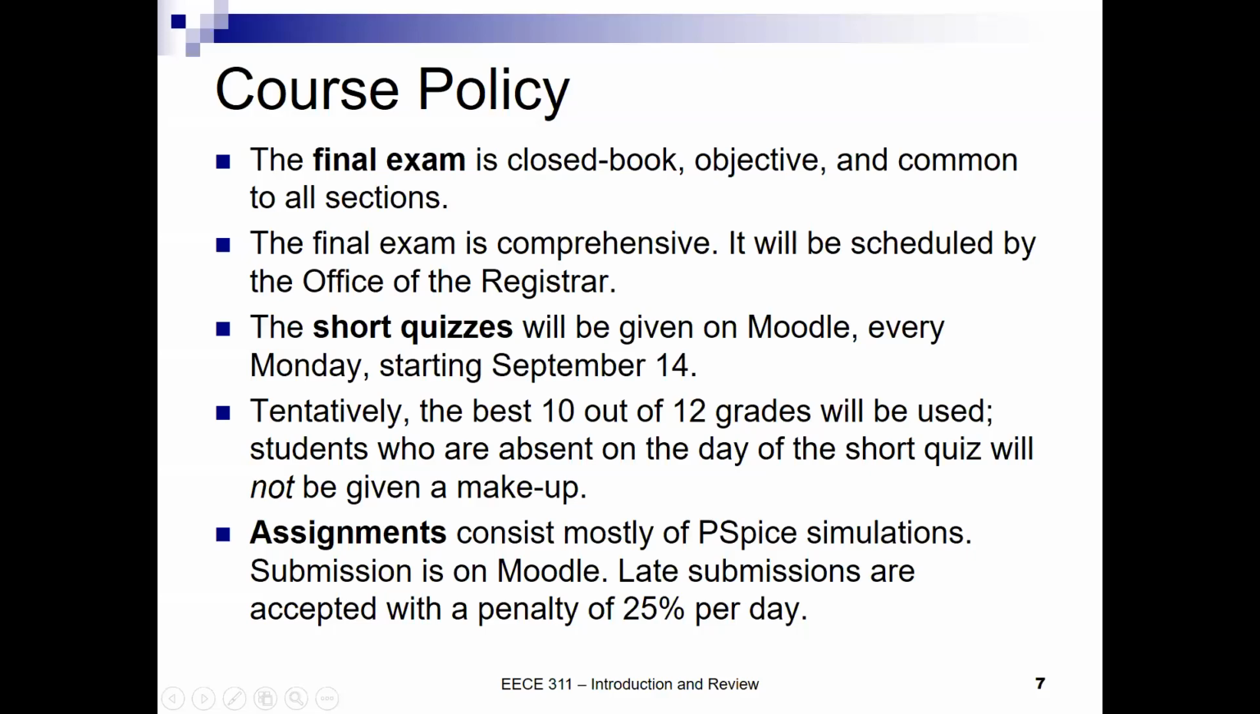So basically we are going now over the final exams. For those who are listening to the recording and missed it, we are going over the course syllabus. And so we will have the final exam. We are talking about the short quizzes.